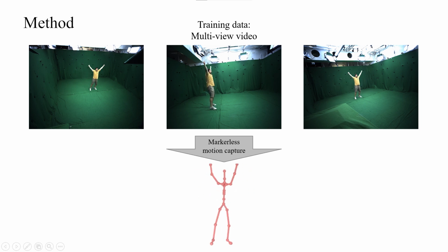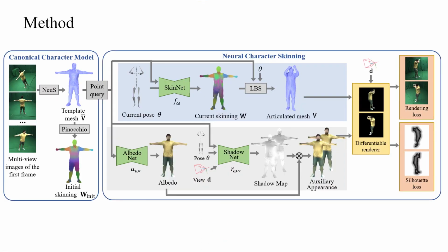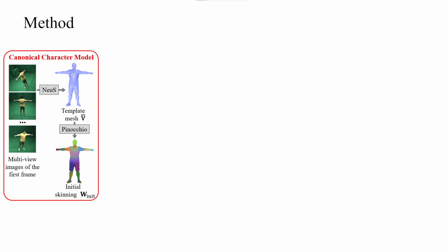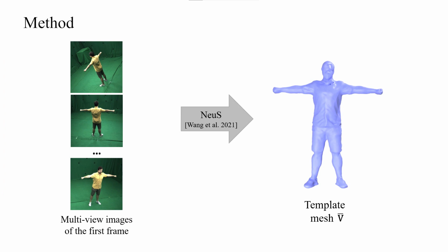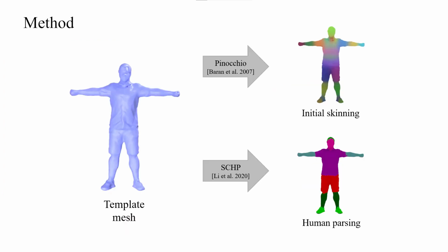Our method combines the explicit mesh-based and the implicit modeling. In the first step, we extract an explicit template from one frame using NeuS, a state-of-the-art multi-view mesh reconstruction method. To supervise the training, we obtain an initial set of skinning weights and human parsing by running state-of-the-art automatic methods.